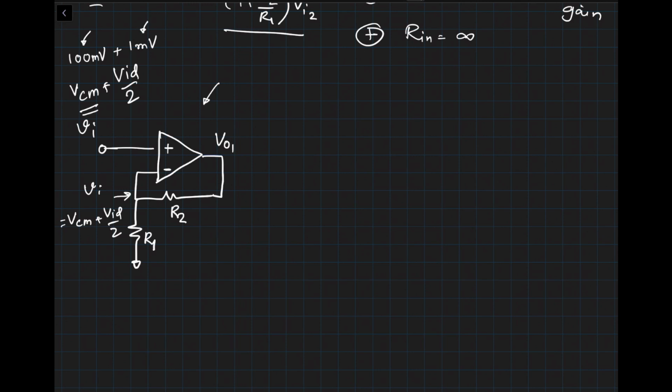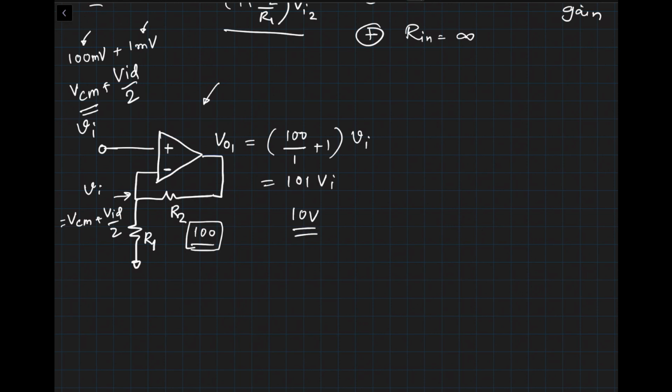Now, if you apply 100 millivolt and then let's say the ratio of R2 over R1 is also 100, okay, then your VO1 will be 100 divided by 1 plus 1 times Vi. What is that equal to? That is 101 times Vi. Now we have a problem, because if you multiply 100 millivolts by 100, you're going to get a 10 volt swing. And if your amplifier is, let's say, biased only from 5 volt to 0, you can immediately see that you cannot really get a 10 volt swing. It will clip. It will clip to the maximum voltage, which is the supply voltage of 5 volts, or the lowest supply voltage, which is 0 volt.